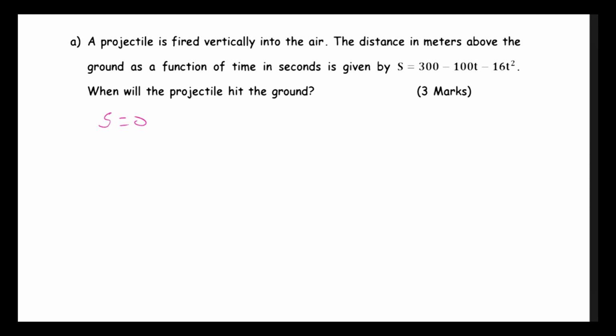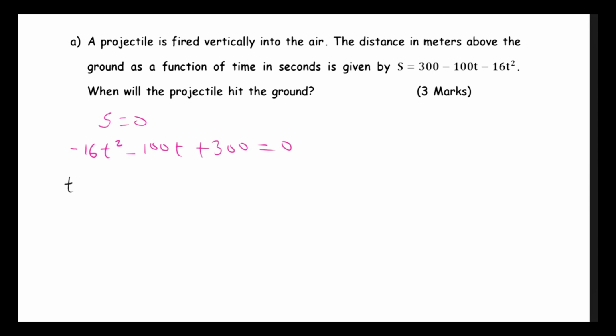So we can write this as minus 16t squared minus 100t plus 300 is equal to 0. We can use it the way it is, or we can simplify it. But let us just use it the way it is. We can solve this as a quadratic equation for t. So we are going to use the quadratic formula.